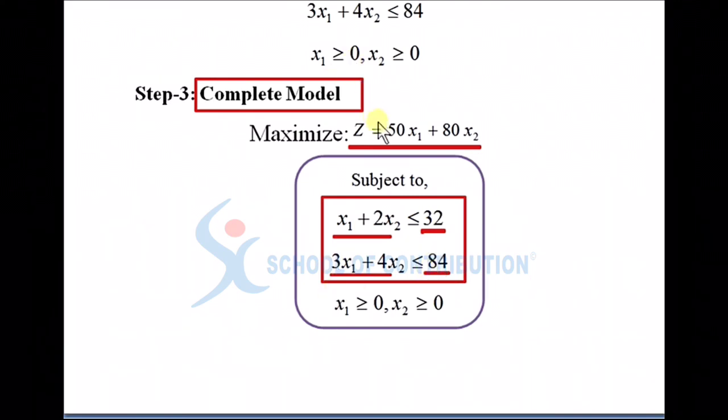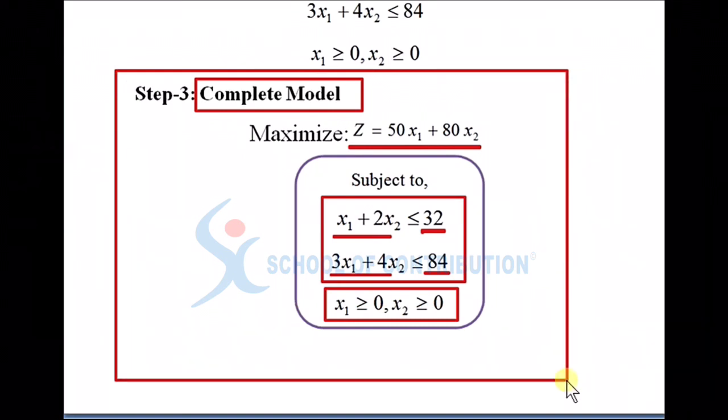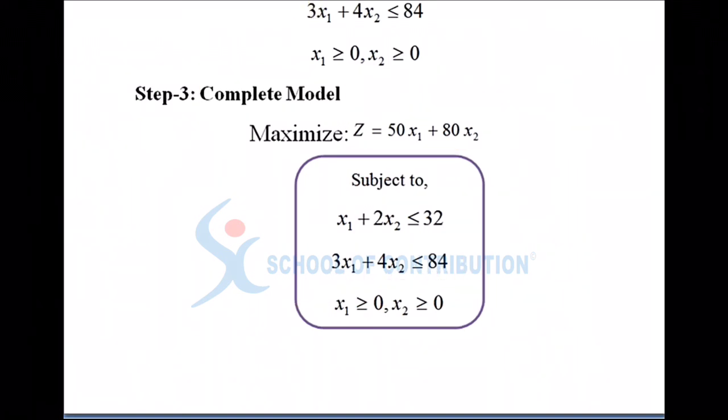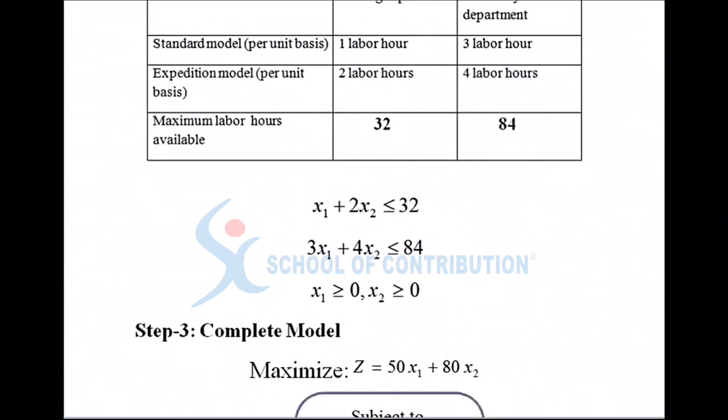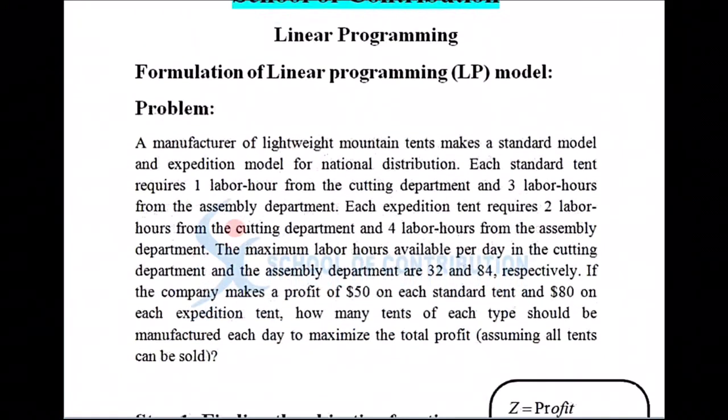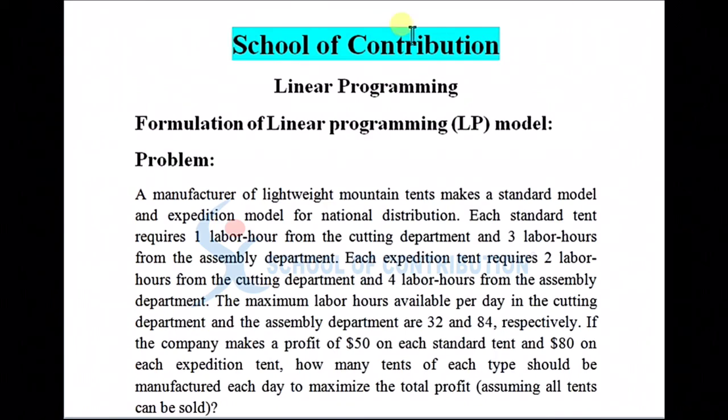And we also know that the values of x1 and x2 should not be negative. They could be positive or 0, but not negative. That's called the non-negative constraints. So this is the complete linear programming model that we have formulated. So far we have seen how to formulate a linear programming model given a linear programming problem in real life. And that's all for this video.